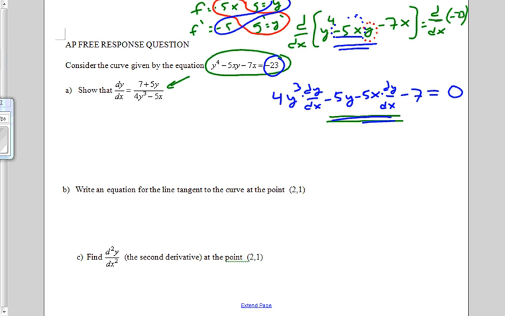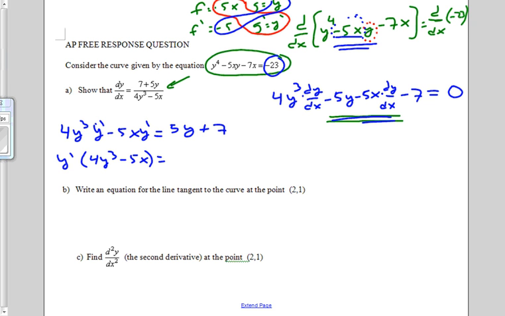So bringing things over to the other side, working very slowly here, we get 4y cubed, I'm going to write just y prime to save space, minus 5x y prime equals 5y plus 7. Factor out a y prime. And we get 4y cubed minus 5x. I'm going to switch the order on the right-hand side just to make it look like what I'm trying to make it look like. And then divide.